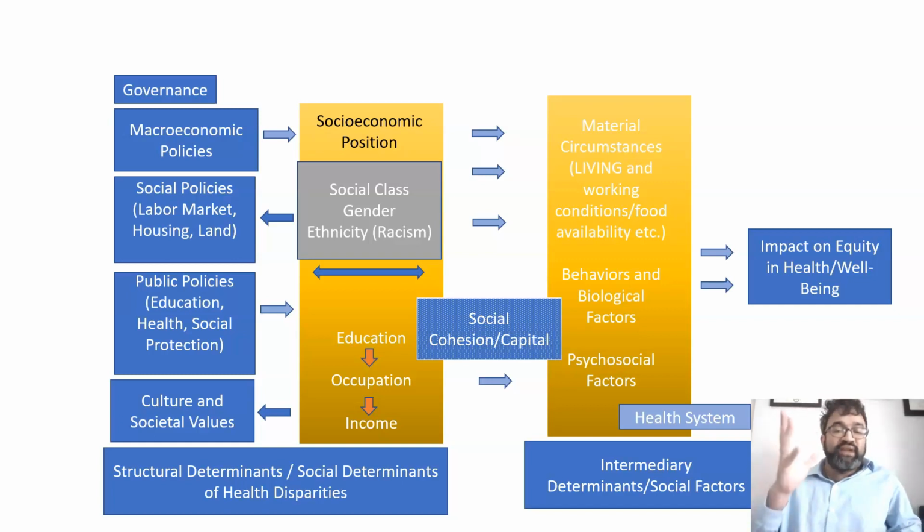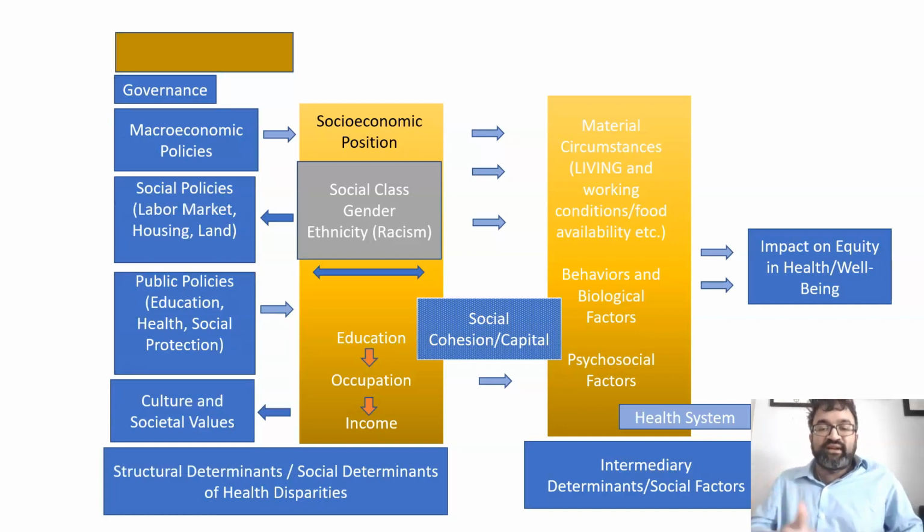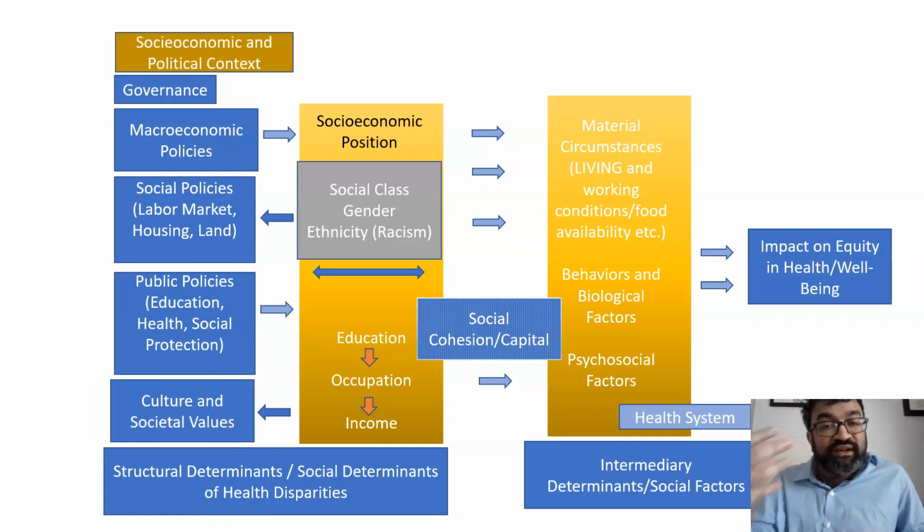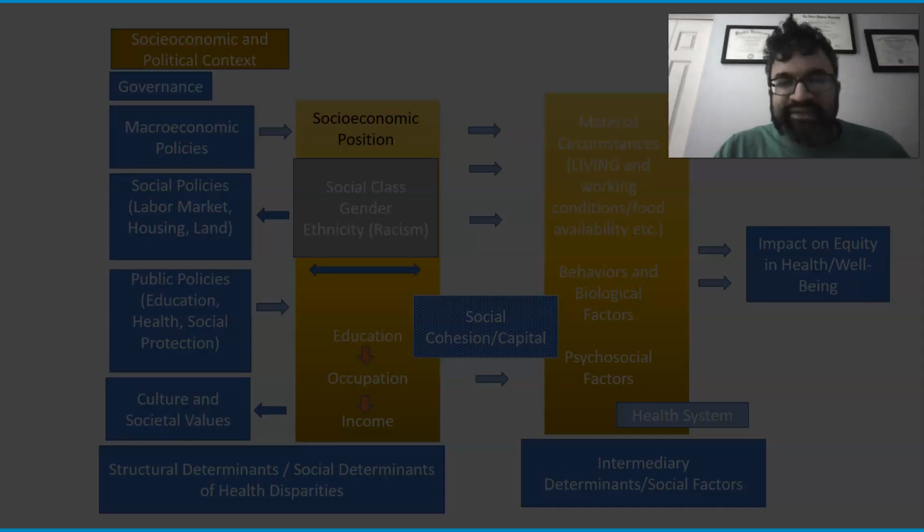So now that we have determined all of the contributory factors that lead to impact on equity in health and well-being, once this is met, there are certain things that happen that actually perpetuate even improved conditions in society. So let me show you that. I'm going to end this now by explaining the health system and providing details about this portion of the diagram.